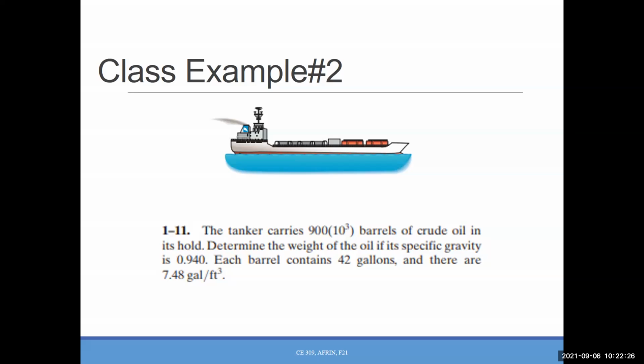Thank you very much. So we are saying there's a tank which is filled with a number of barrels, and each barrel is filled with a number of gallons of some sort of oil, right? And they are asking to find what is the total weight of all of this fluid. So let's work on that.